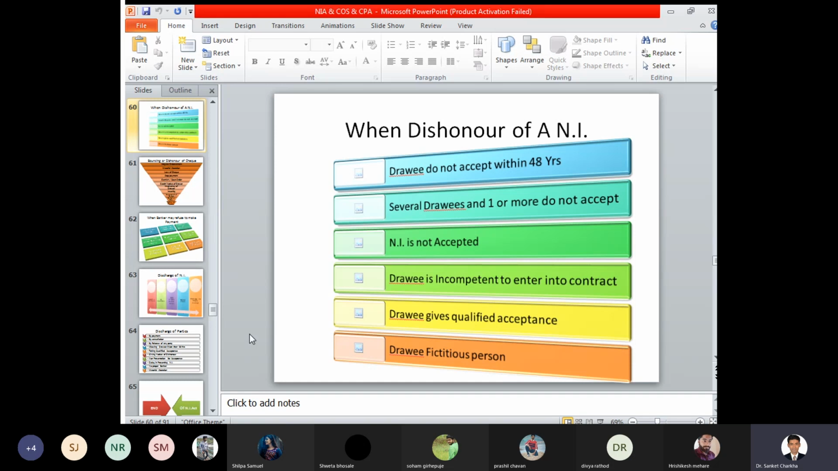So always, a negotiable instrument must be free from any conditions, free from any terms. And if any terms and conditions have been laid down on a particular negotiable instrument, then also a negotiable instrument gets dishonored. And lastly, the drawee becomes a fictitious person.